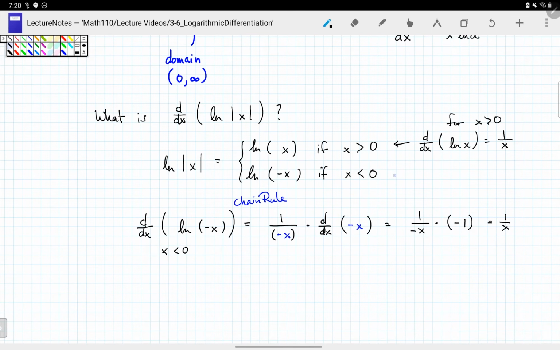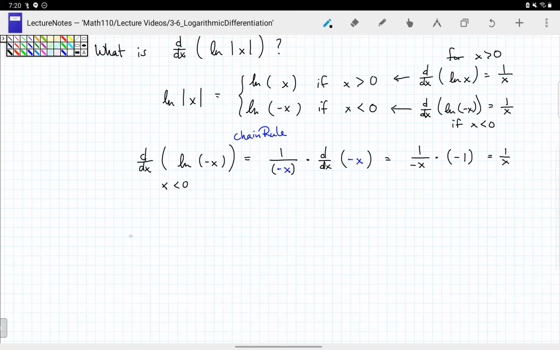So we found that the derivative of the natural log of negative x is also 1 over x if x is negative. So when we broke this up into two pieces, in both of those pieces, the derivative was 1 over x. So that tells us that the derivative of the natural log of the absolute value of x is actually just 1 over x.